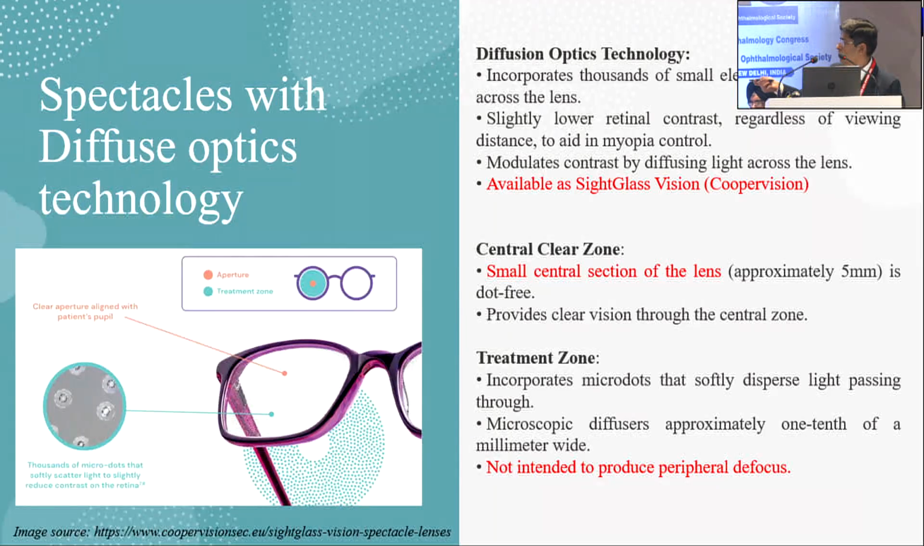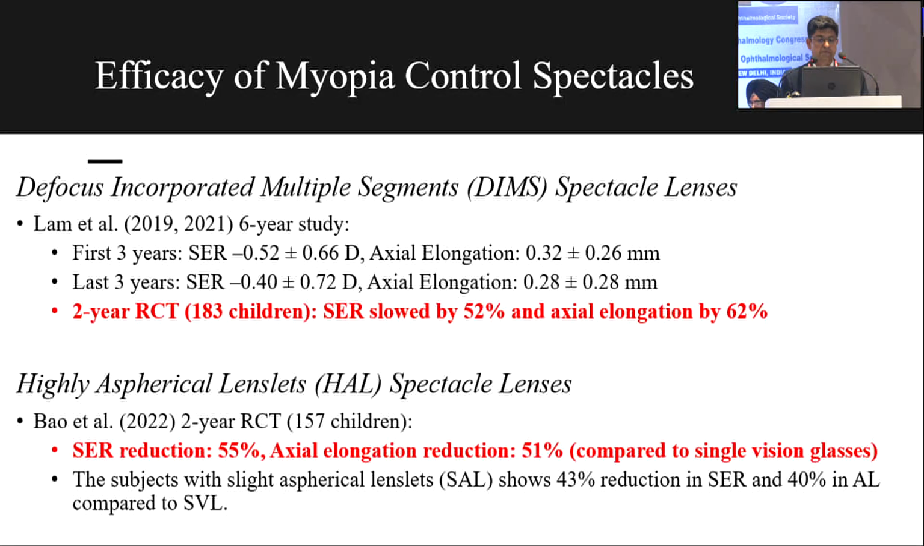They do not cause a peripheral defocus. So their concept is different, and as I said, information and studies based on the effect of this technology is still evolving. So just a quick head to head, these are the available studies. A 2-year RCT showed about 50%. So most of these optical interventions are showing, give or take a bit, 50 to 55% efficacy in reducing refractive error progression, and about 55 to 60% in reducing the axial length elongation.